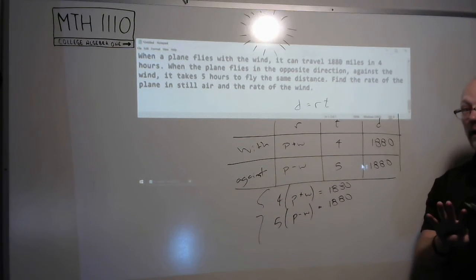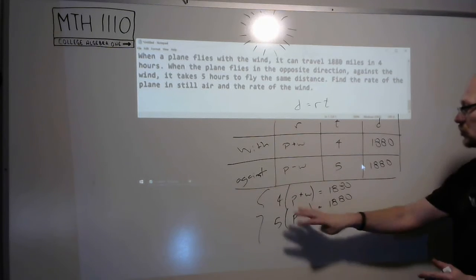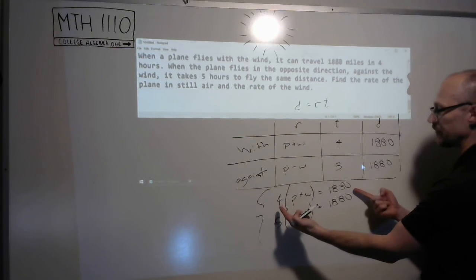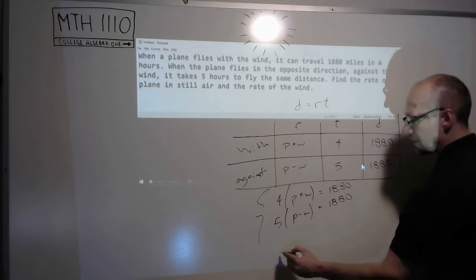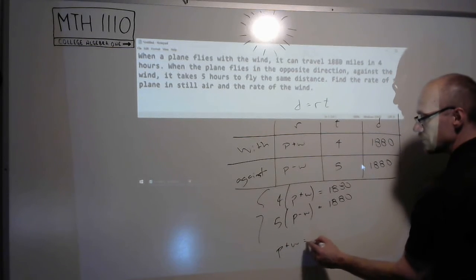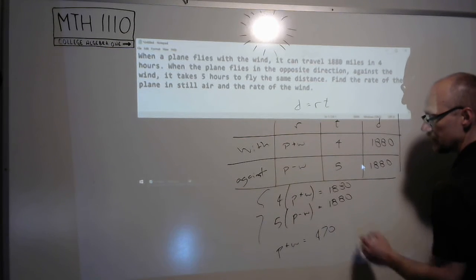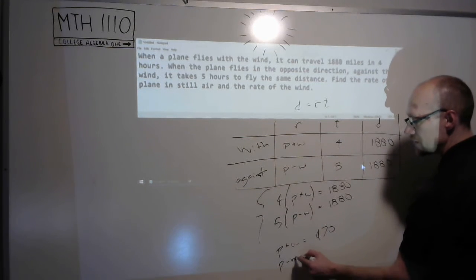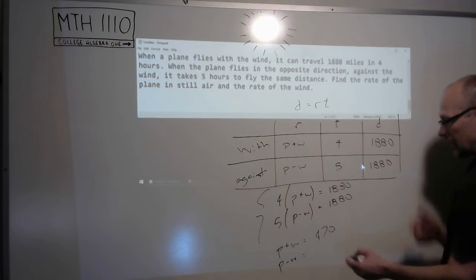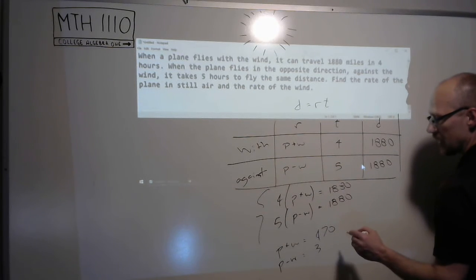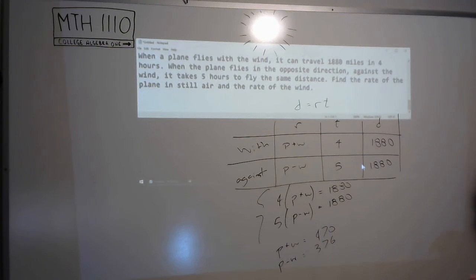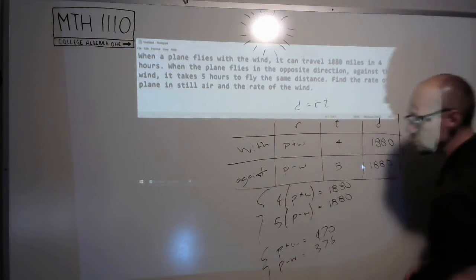I'm going to do a little, again, Desmos if you want. I'm going to do a little trick here. Just divide both sides by 4. When I divide both sides by 4, I get P plus W equals 470, and P minus W, I'm going to divide both sides by 5. That would be 1,880 divided by 5 is 376, I think. 376. Yep. So that's my new system of equations.